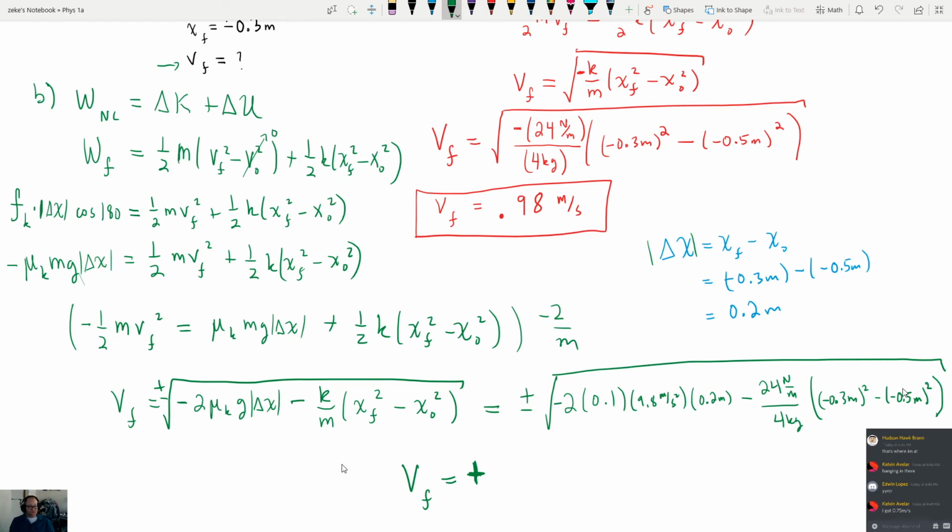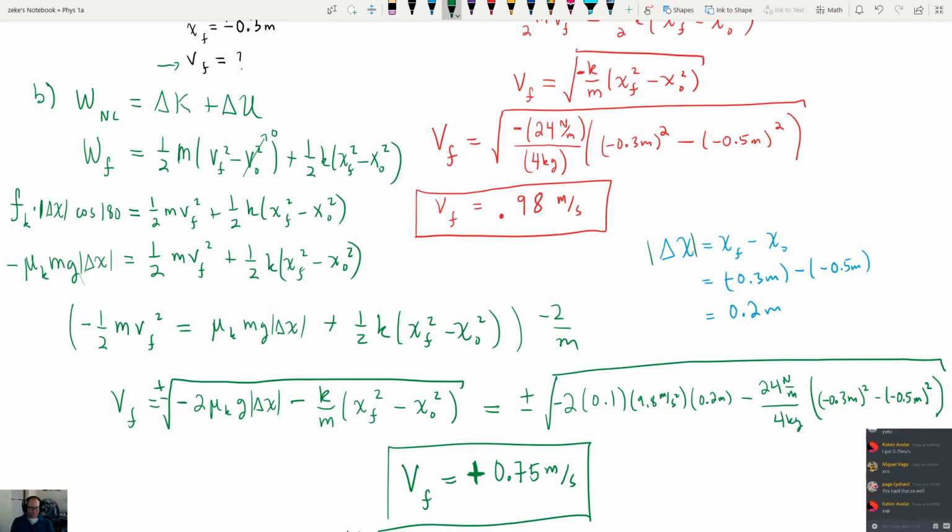I think that's the right answer, 0.75. I'm just going to put that down because I would like to do the other problem too, and we're very rapidly running short on time. Luckily, the other problem is kind of fast. Is it reasonable that the answer is less than the answer we got in the first part? Yeah, because there's friction now, so it shouldn't move as fast.